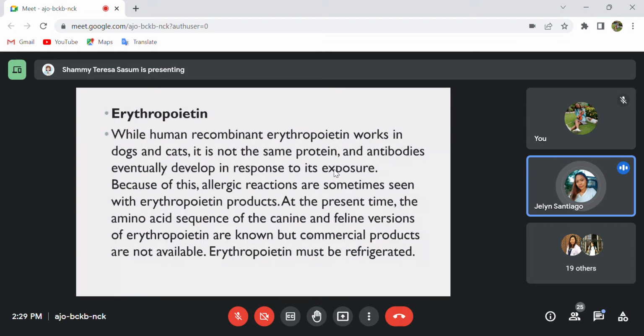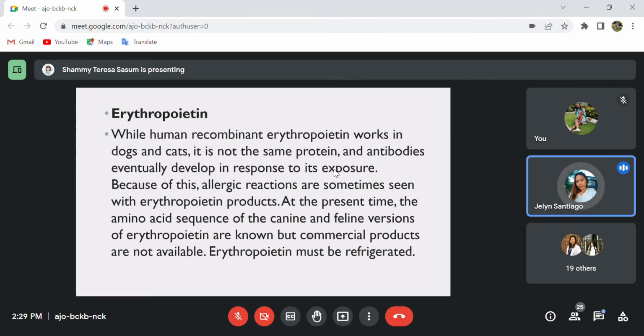While human recombinant erythropoietin works in dogs and cats, it is not the same protein, and antibodies eventually develop in response to its exposure. Because of this, allergic reactions are sometimes seen with erythropoietin products. At the present time, the amino acid sequences of the canine and feline versions of erythropoietin are known, but commercial products are not available.